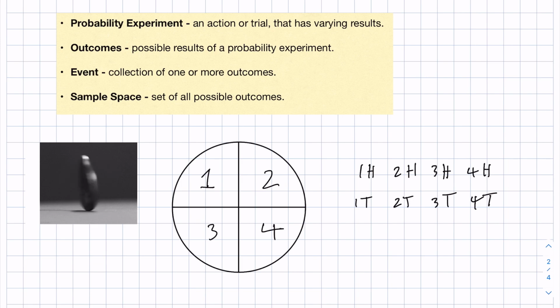Now let's use this example for the vocab words. Right, a probability experiment is basically a trial that has varying results. This here would be a probability experiment because the outcomes from this are different. It's not absolute. Outcomes are the results of a probability experiment. These are the results. So each individual thing is an outcome.